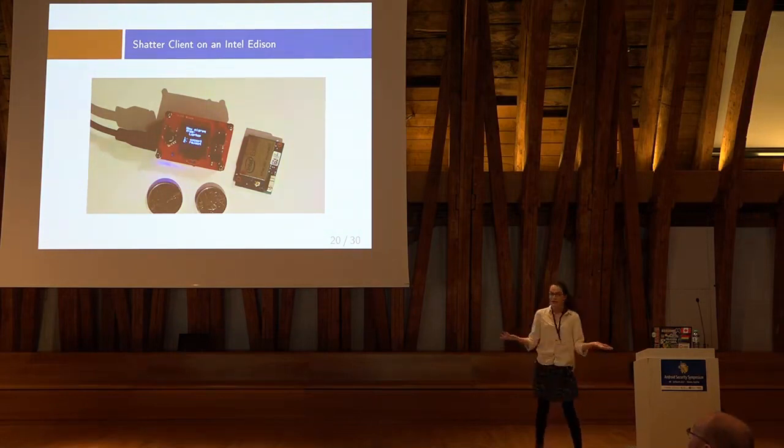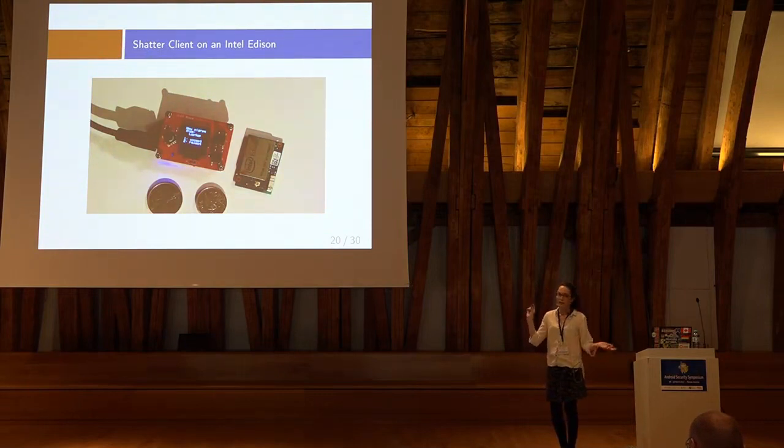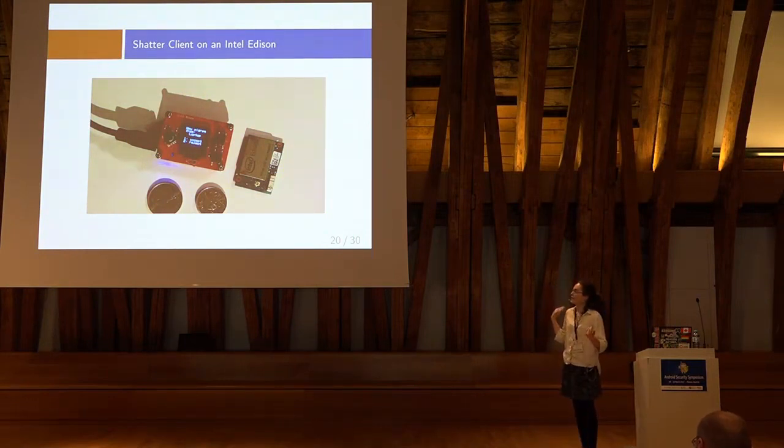So Intel Edisons are meant to be just little chips for making Internet of Things applications, devices. It's very tiny. They're like $40, and they just run an entire Linux distribution. So all I had to do to get this working was log into it, install Java, and I could run the Shatter client. Then I wrote just a small, tiny little wrapper to drive the screen and the buttons.